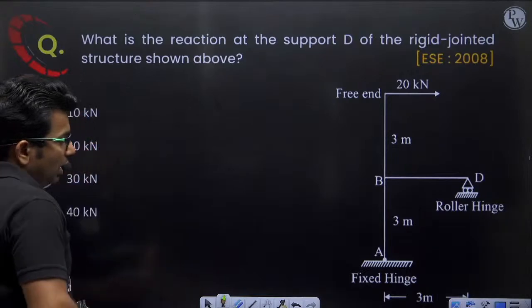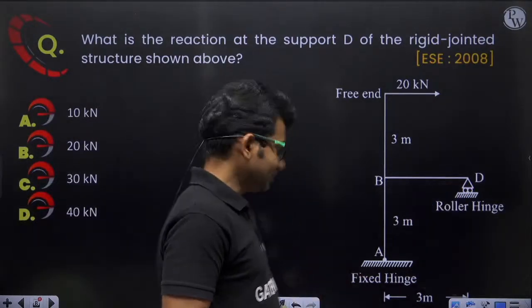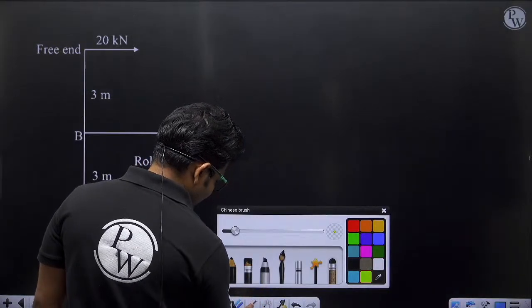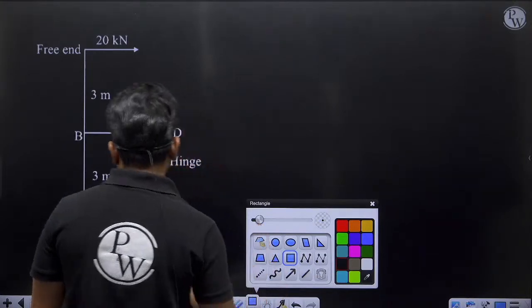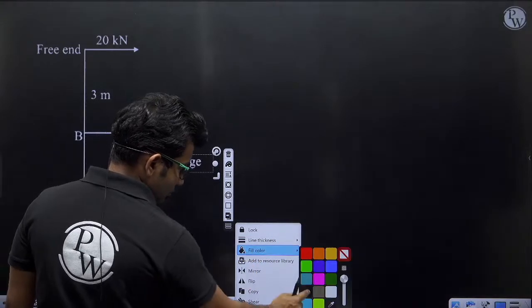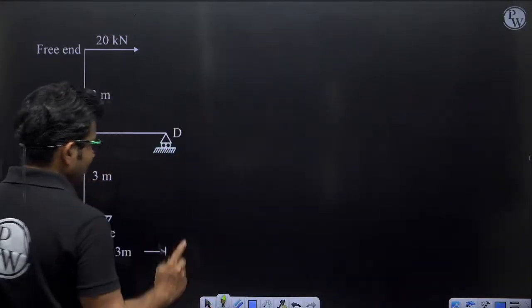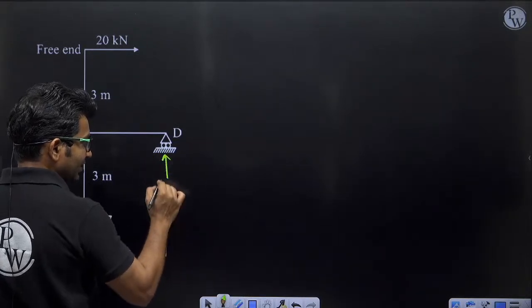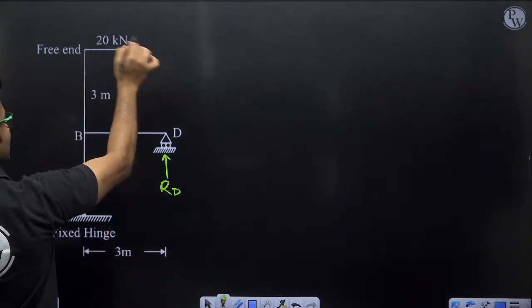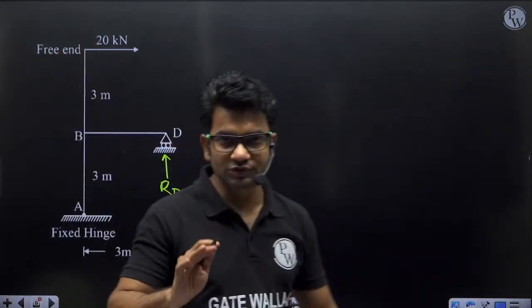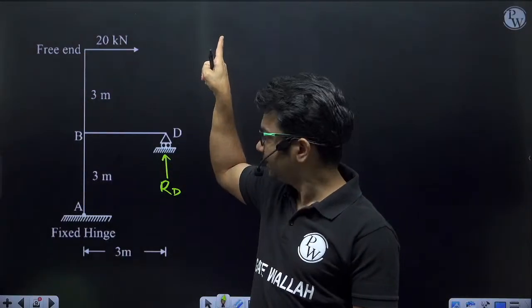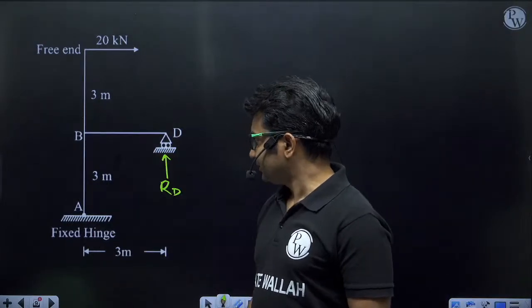Now how to calculate the support reaction here? I can calculate the support reaction by considering a moment. So let us say at this support I am having a vertical reaction RD. Here I am having a horizontal force. So a horizontal force of 20 kilonewton is acting at this free end and RD is acting here.